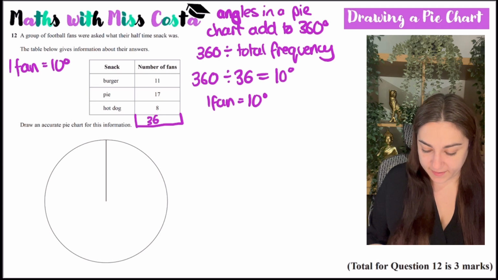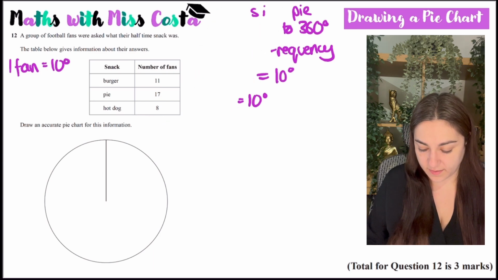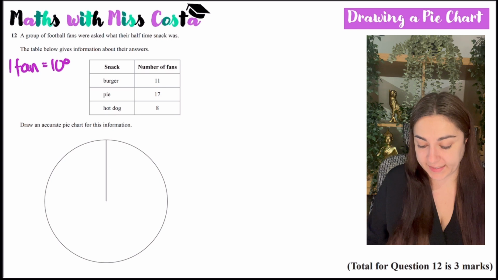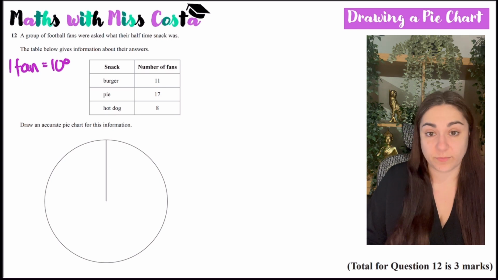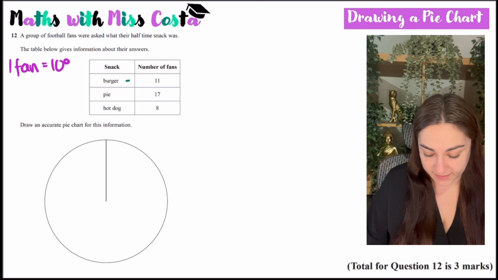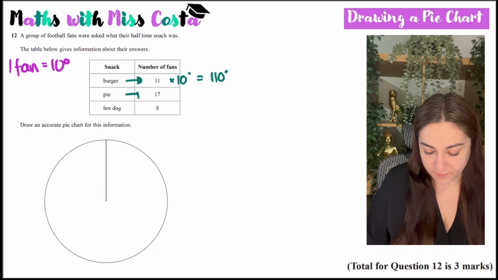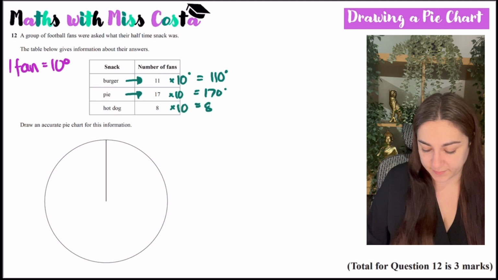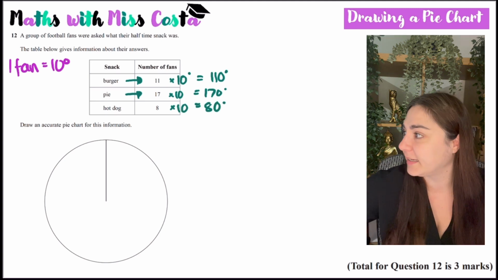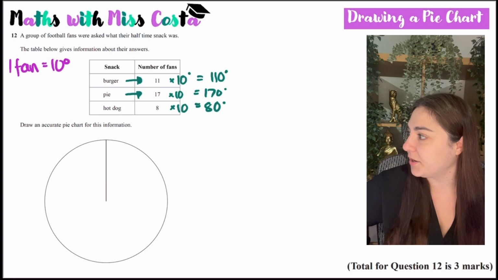And if I know that, then I can figure out how much space each sector is going to take. So for the burgers, there's 11 fans. I know that one fan takes up 10 degrees, so 11 times 10 is 110 degrees. For a pie, it's 17 times 10, so that's going to be 170 degrees. And for a hot dog, it's 8 times 10, so that's going to be 80 degrees.